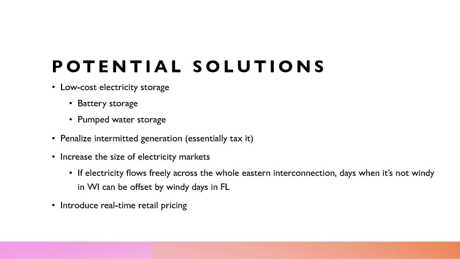Potential solutions include low-cost electricity storage. We have two types right now that aren't really low cost, but they're getting there. There's battery storage and then pumped water storage. Pumped water storage is when you take electricity and you pump water up a hill, you put it in a reservoir, and then when you need it, you release it, and it comes down. It's basically just creating your own little hydropower station.